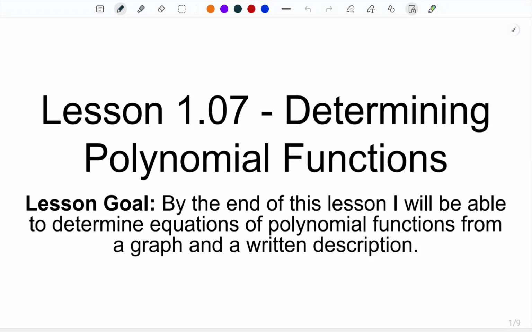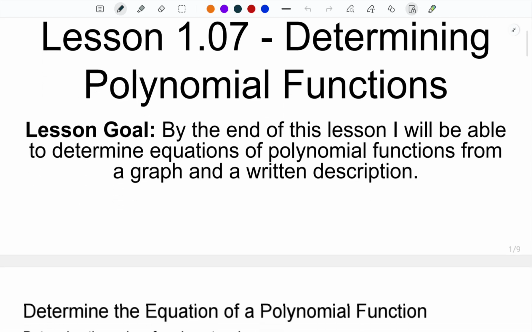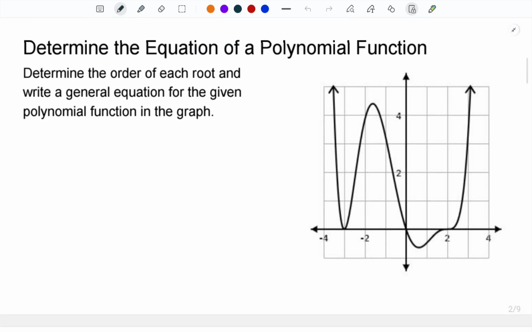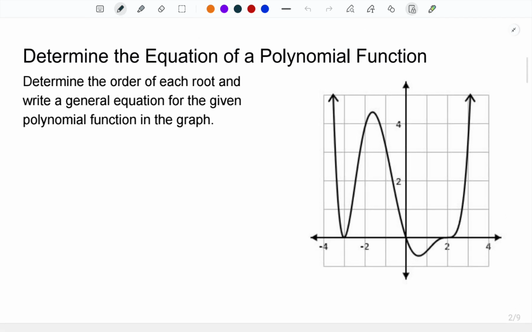Okay, in this lesson we'll be looking at determining equations of polynomial functions, either given a graph or some sort of written description. So let's take a look at this first graph. How are we going to figure out the equation of the polynomial function? The key thing is typically we're going to write the equation in factored form, and we can determine those factors by using the x-intercepts of our graph, because the x-intercepts, well, they are the factors.